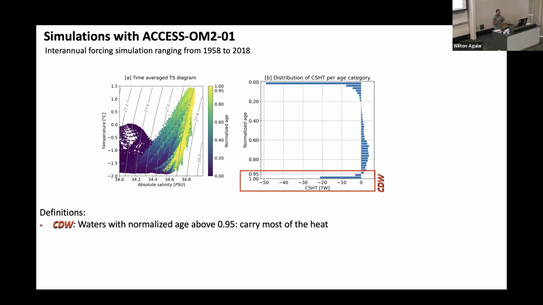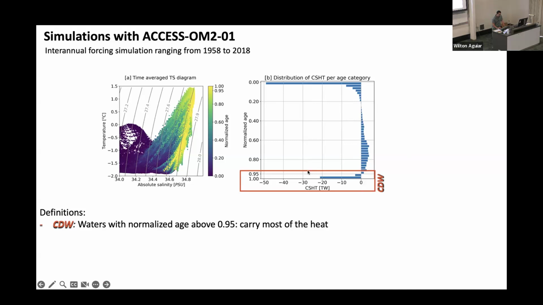Then for that, we needed to come up with a definition of circumpolar deep water. We decided to come up with an innovative definition, which is based on age. We know the circumpolar deep water derives from the North Atlantic deep water that is formed in the North Atlantic. This age tracer in the model basically counts the amount of time since this water has been ventilated. So the oldest waters in the Southern Ocean, as you can see here in this TS diagram in the yellow colors, become associated with the circumpolar deep waters because they have only been ventilated in the North Atlantic. And we separate the heat transport as a function of this age.